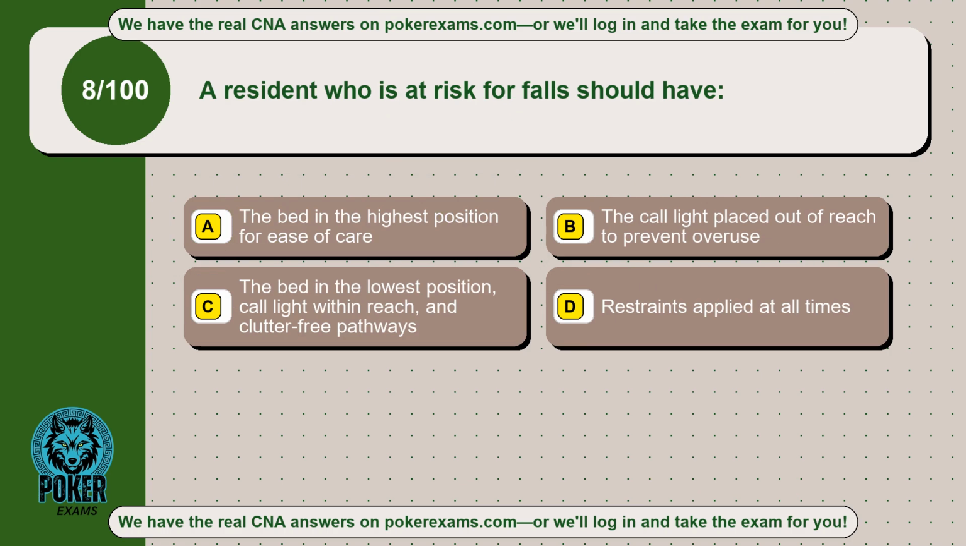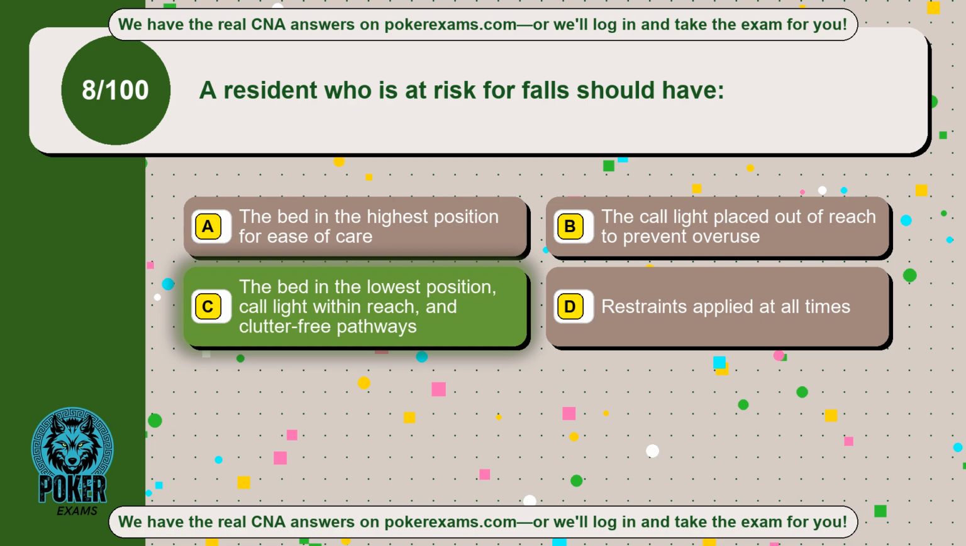Question 8. A resident who is at risk for falls should have: Option A, the bed in the highest position for ease of care. Option B, the call light placed out of reach to prevent overuse. Option C, the bed in the lowest position, call light within reach, and clutter-free pathways. Option D, restraints applied at all times.